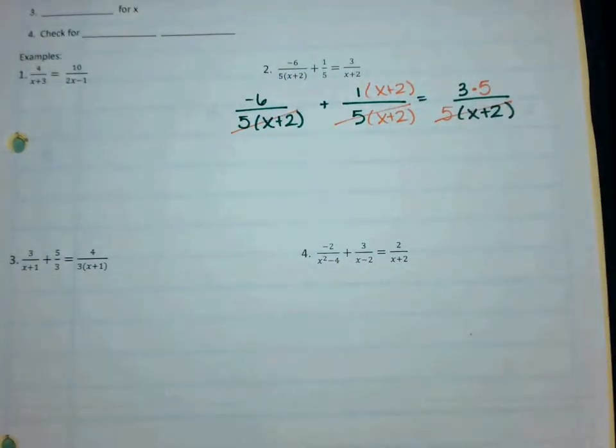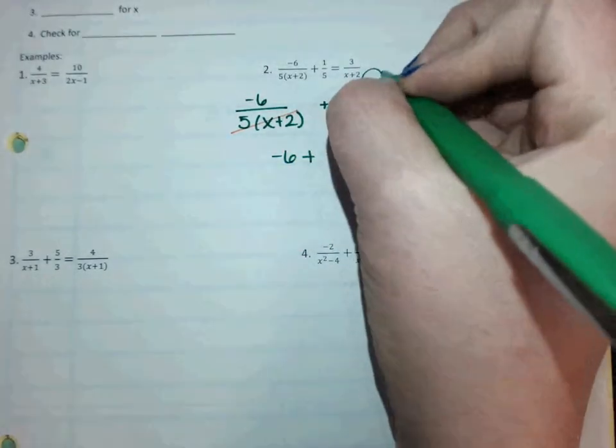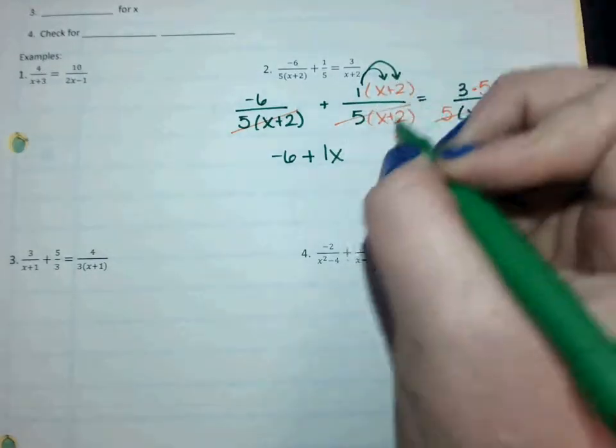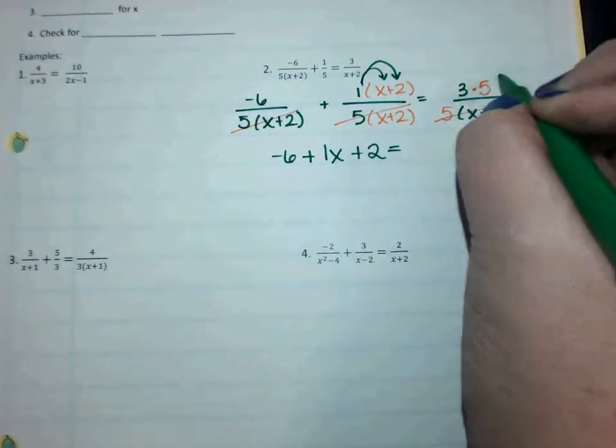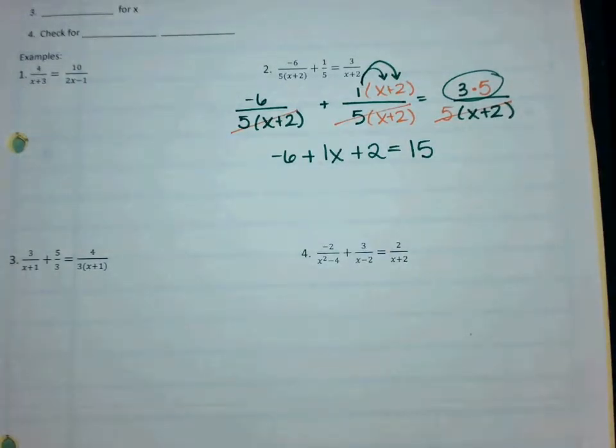And then you only have to solve the top. So this is a negative 6 plus 1 times x is 1x. 1 times 2 is 2, and then 3 times 5 is 15. So if you have a common denominator all the way across the equation, you're allowed to cross it out. If even one of them doesn't match, you're not allowed to do that step anymore.